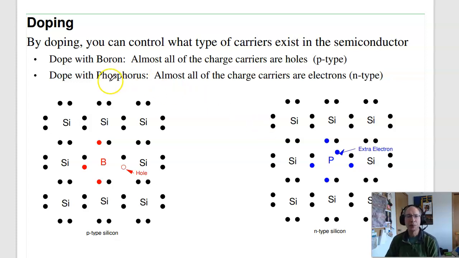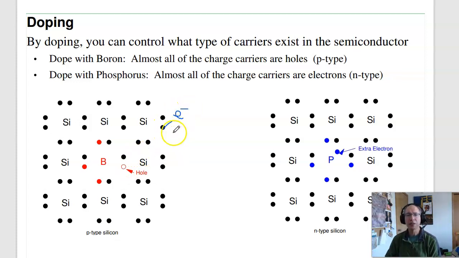If I dope the silicon with boron, then what happens is boron has 3 electrons in its outer shell. It's missing that 4th electron. So what happens when I replace a silicon atom with a boron atom, I wind up with extra holes. And what that does is I now have a bunch of holes in the semiconductor device. If a thermal electron is created, say I create an electron and a hole, the electron is quickly swallowed up by all the extra holes, so almost all the charge carriers are holes.